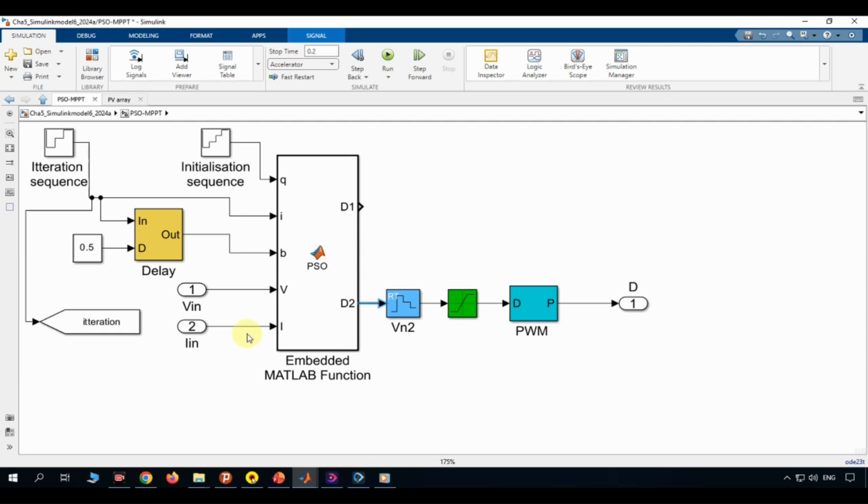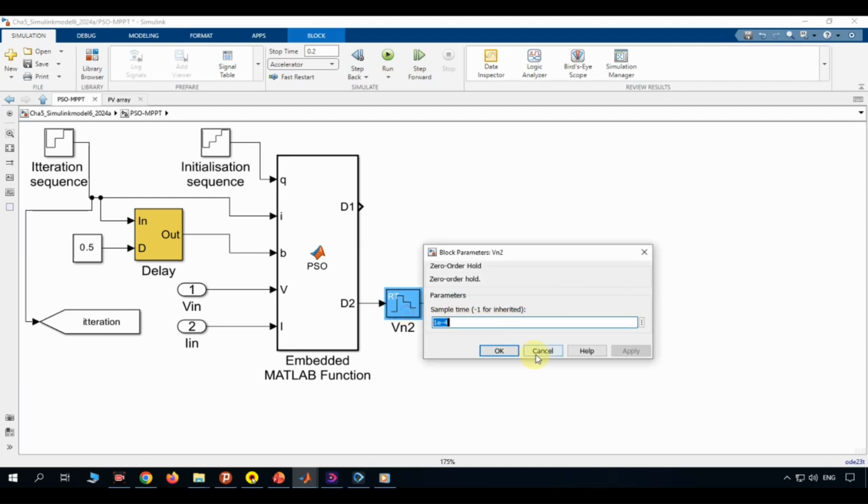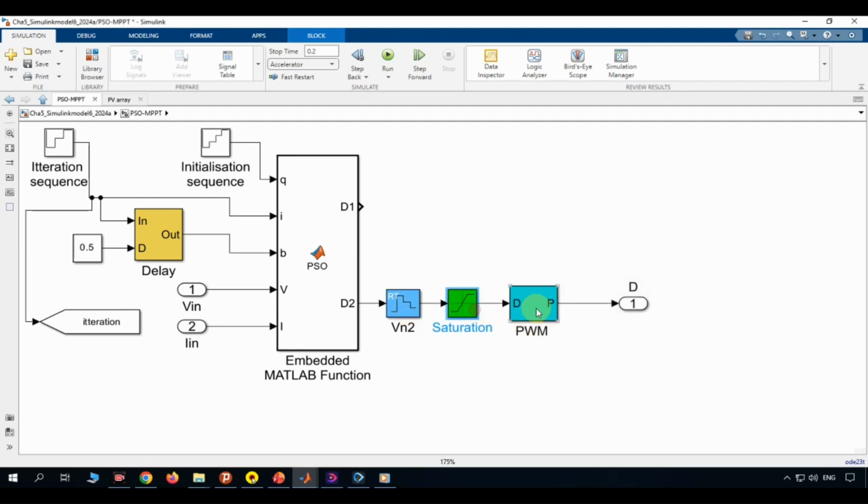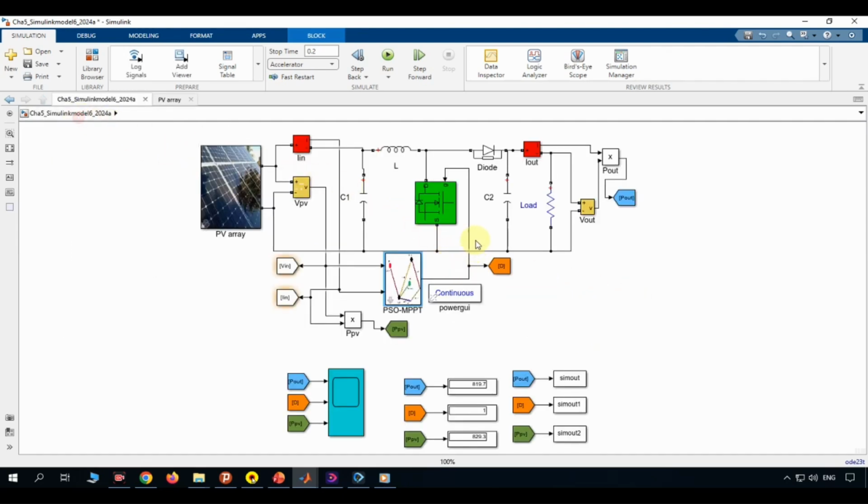The global best duty cycle is then passed through the zero-order hold and saturation blocks and finally sent to the 50 kHz PWM generator. The PWM signal controls the DC-DC converter, which changes the PV operating point. This feedback process allows the PSO algorithm to search for the maximum power point.